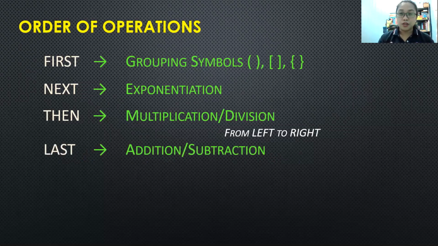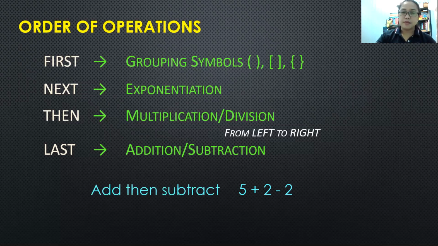order of operation is addition or subtraction. So if you are given 5 plus 2 minus 2, meron kayong dalawang operation, yung addition at saka subtraction. And they are of the same level. Okay, so we perform that by adding 5 and 2, then subtract 2 from it. So 5 plus 2 is 7 minus 2, that will give you 5.